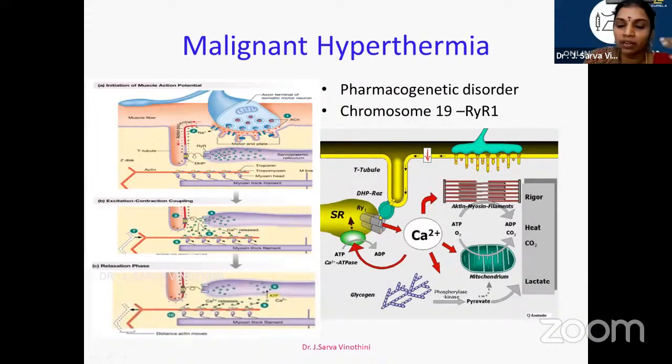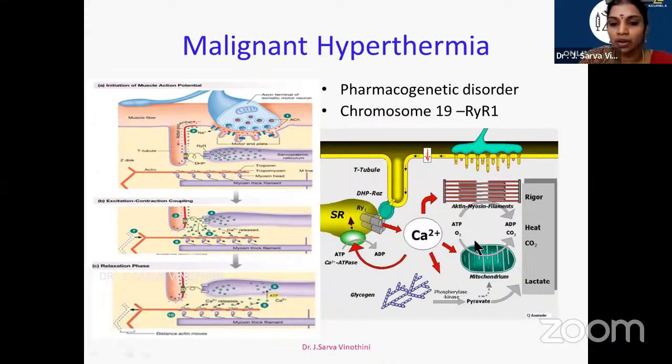When do these things occur? Because they are always normal. When they get exposed to some triggering agents like your inhalation agents and succinylcholine, it is at that time that this receptor behaves like this. And till now, why it happens so is not found out. This happens only when they are exposed to triggering agents like volatile agents. Very rarely, some extreme heat or vigorous exercise can trigger malignant hyperthermia.